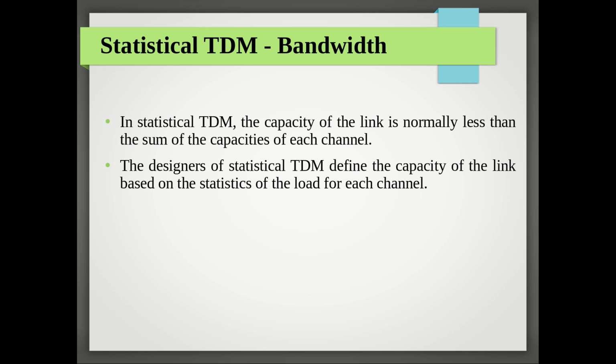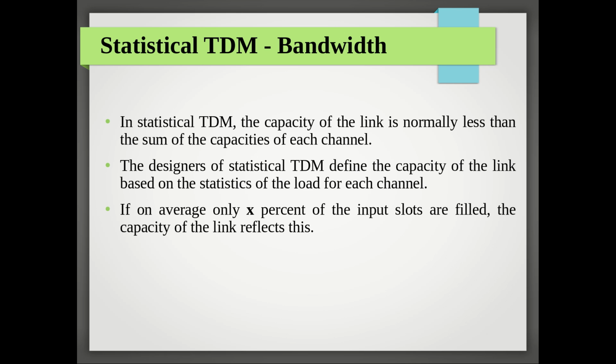So the designer of statistical TDM defines the capacity of the link based on the statistics of the load for each channel. How much capacity is to be allocated will be determined by some statistics, because previously how many slots are empty, how many are occupied, if all are occupied, like that we will do some study over the past. By looking at the behavior of information exchange in our previous slots, we will do some statistics over that. Accordingly we will determine the capacity of the channel for the next iteration. So that is why it has the name statistical TDM.